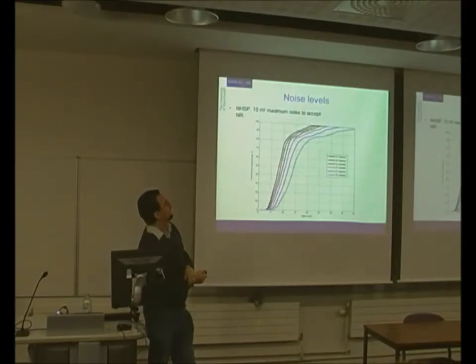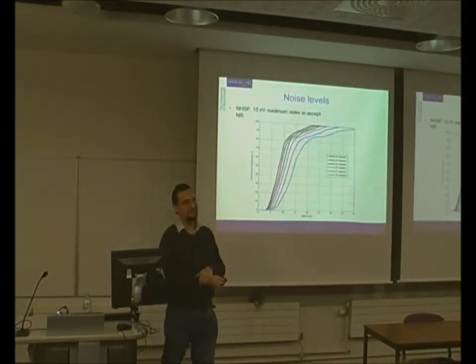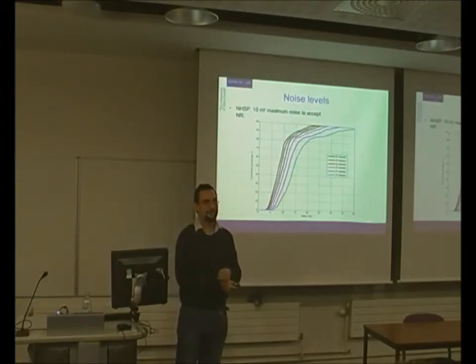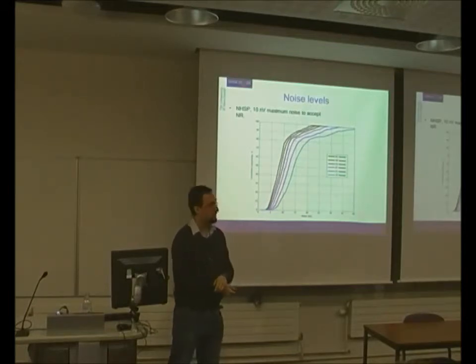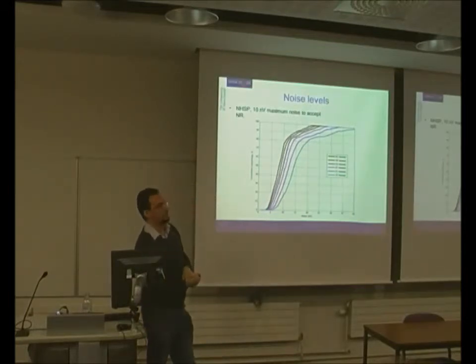So now let's look at noise levels. The NHSP guidance says we want to have 10 nanovolts or less, otherwise it's not a good recording condition and the results are inconclusive. So we looked at noise across recording times, and this is percentage of recording.